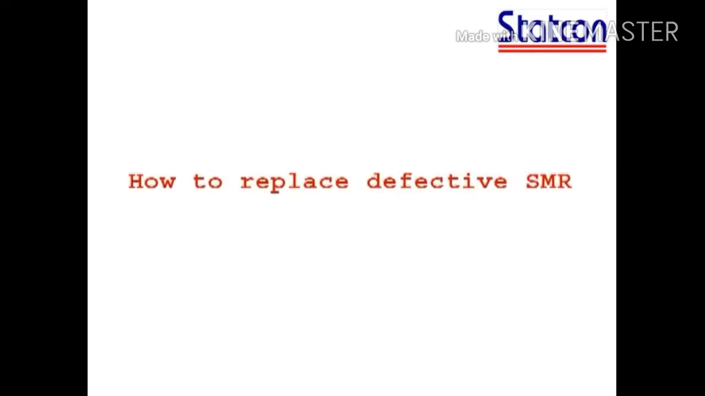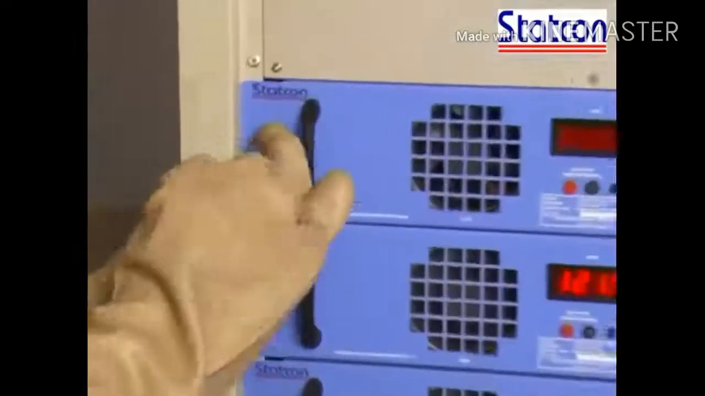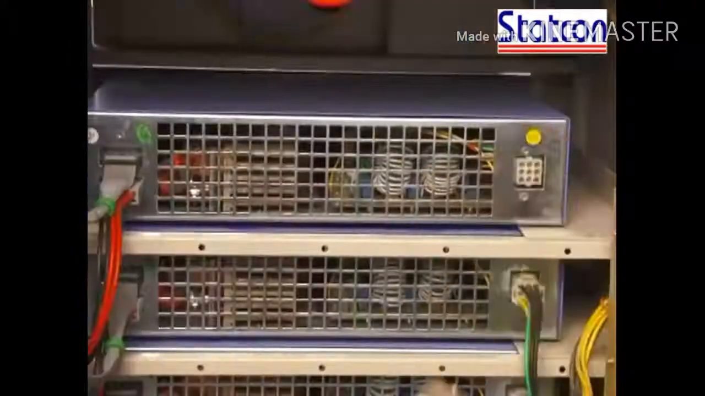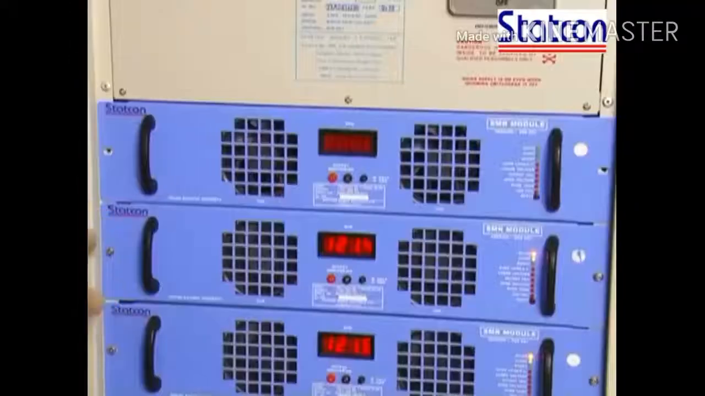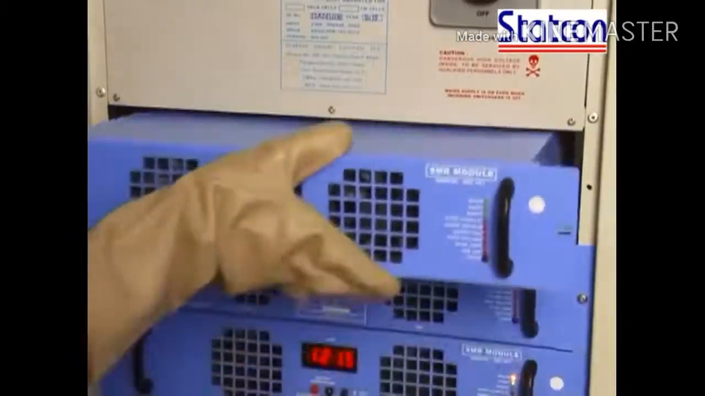Finally, when it is certain that the SMR is defective, we have to replace it with the SMR in cold standby. For this, first we have to switch off the input MCB, then unscrew the front screw of the SMR, and remove the input connector and output connector. Now remove the faulty SMR, insert the healthy SMR and make it working by completing all the formalities.